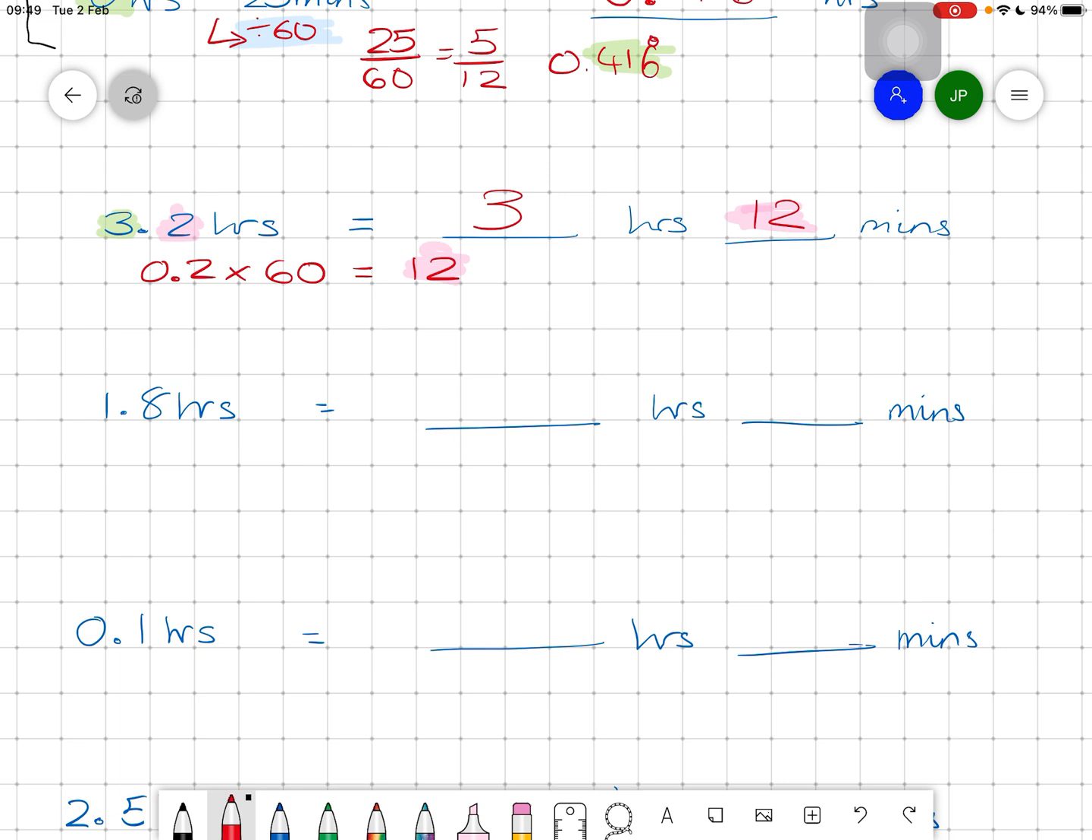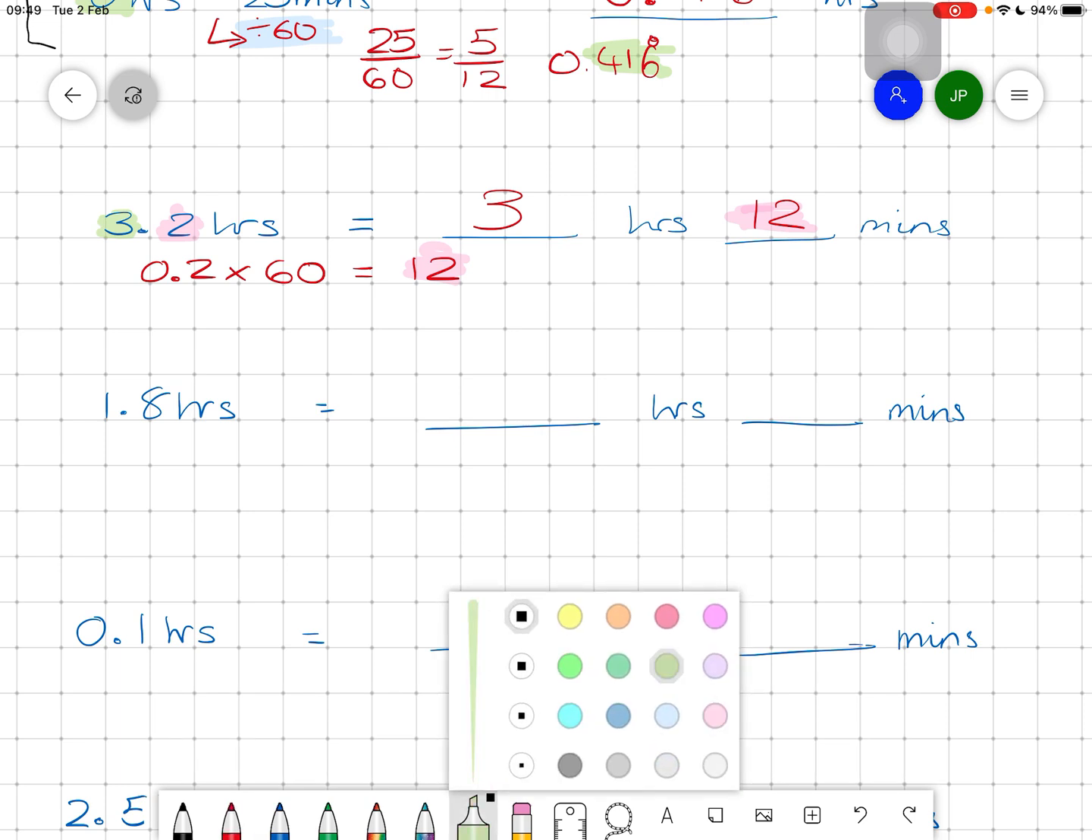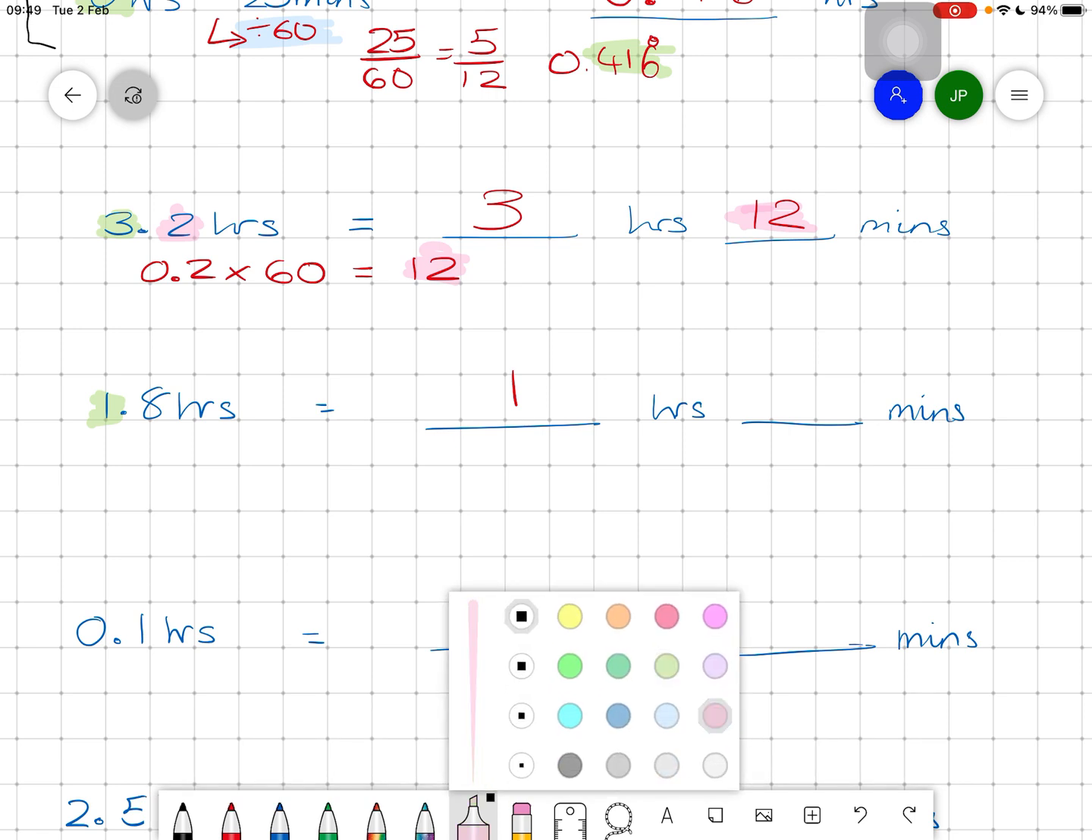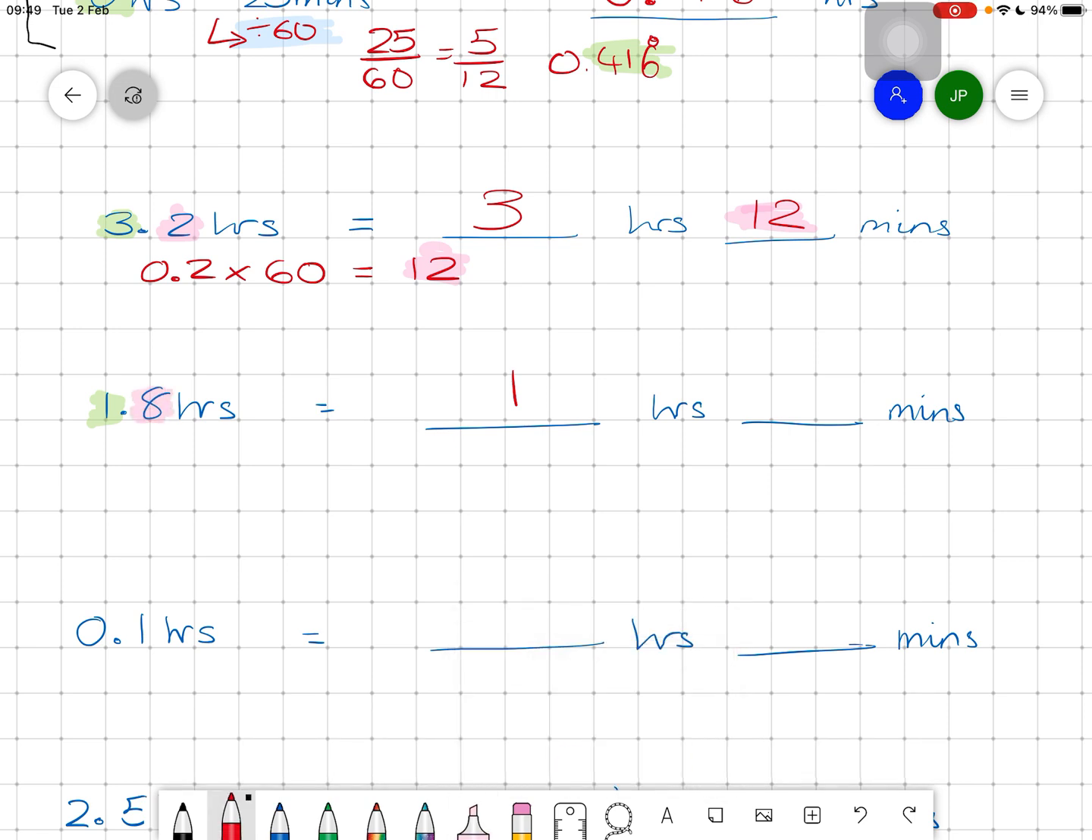Okay, have a quick look at another one. 1.8 hours. I've got my 1, so I've got 1 full hour. Okay, I then take my point, my decimal hour. Okay, in this case, it's 0.8. And I'm going to take my 0.8 and I times it by 60 to give me 48. That now becomes my number of minutes. So I will end up with 1 hour and 48 minutes.